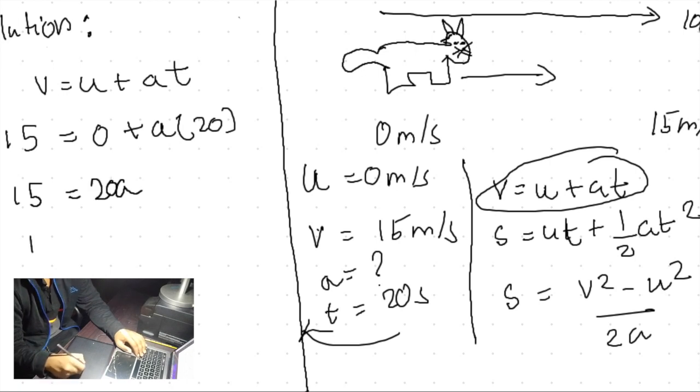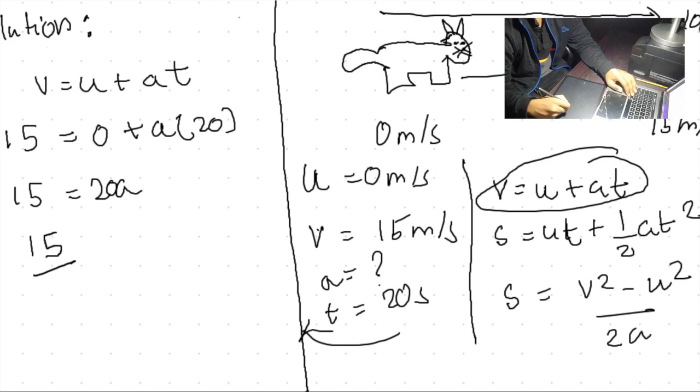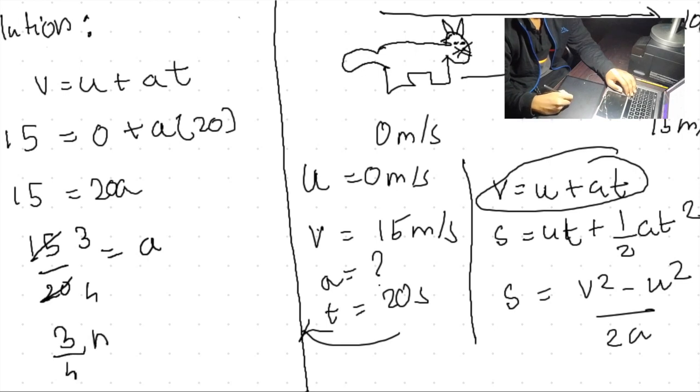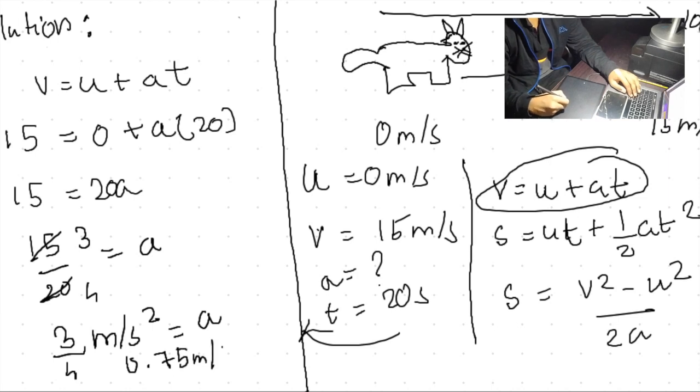So 20 goes on the other side, so 15 by 20 is equal to a. So 5 3s are 15, 5 4s are 20. So 3 by 4 meters per second squared equals a. So we can also write this as 0.75 meters per second squared.